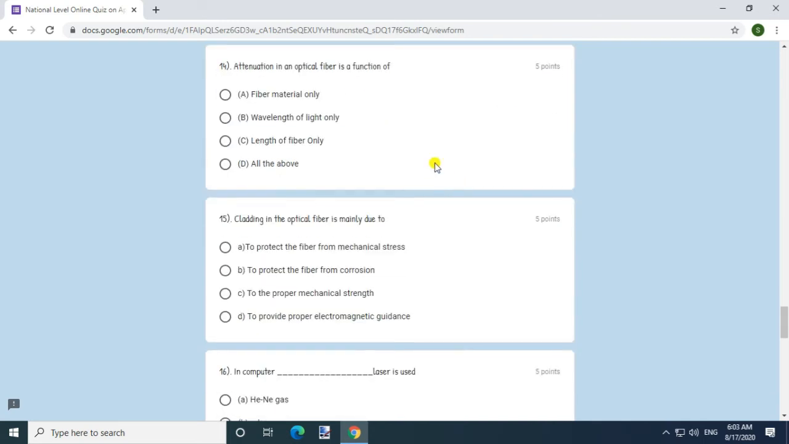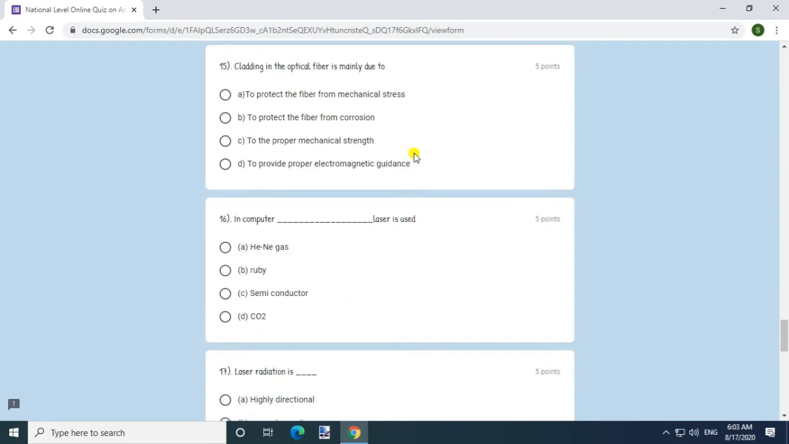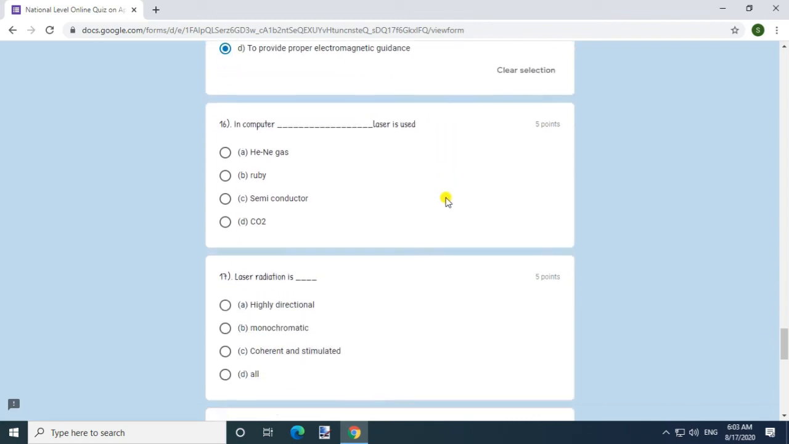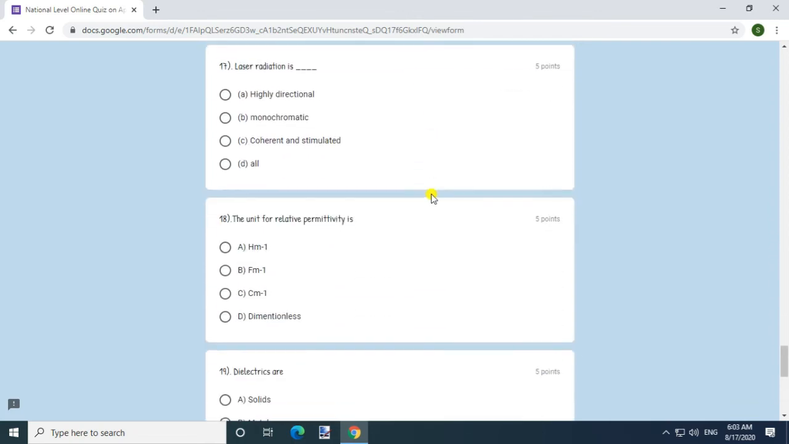Question 14. Attenuation in an optical fiber is a function of. Answer A, fiber material only. Question 15. Cladding in the optical fiber is mainly used to. Answer B, provide proper electromagnetic guidance. Question 16. In computers, which laser is used? Answer C, semiconductor. Question 17. Laser radiation is. Answer B, all.